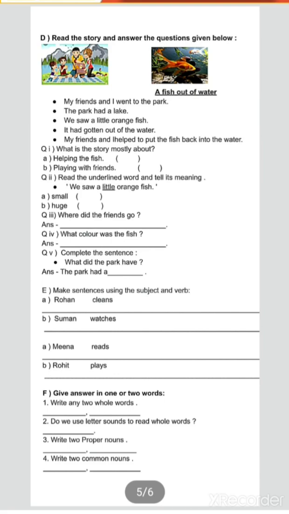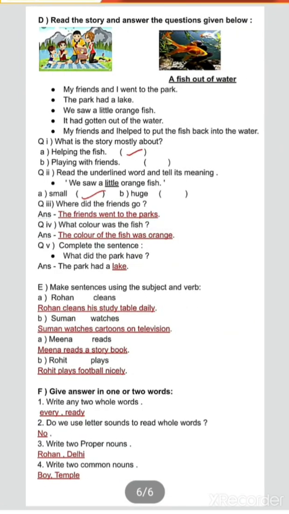Next, complete the sentence. What did the park have? Here is the question, what did the park have? The park had a... Here it is written, the park had a lake. So we will write lake like this.